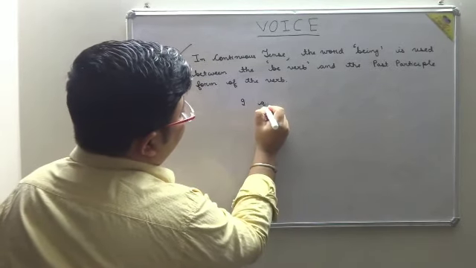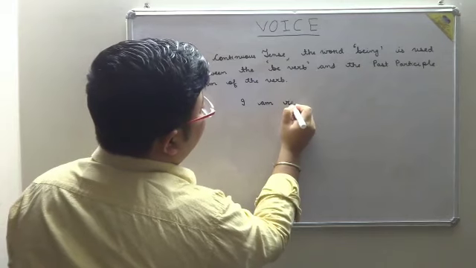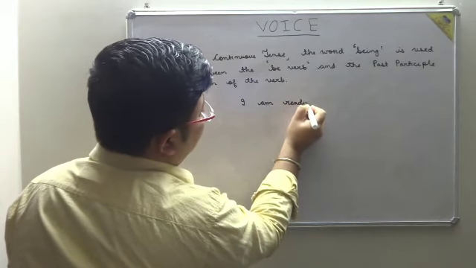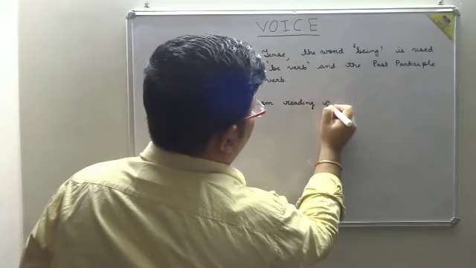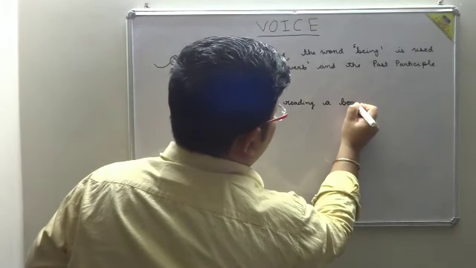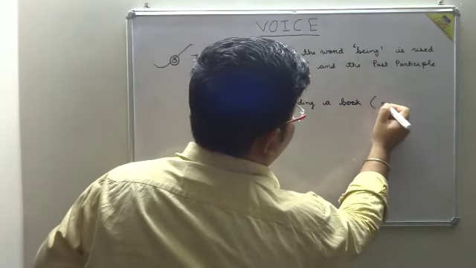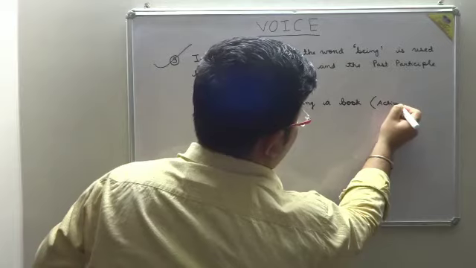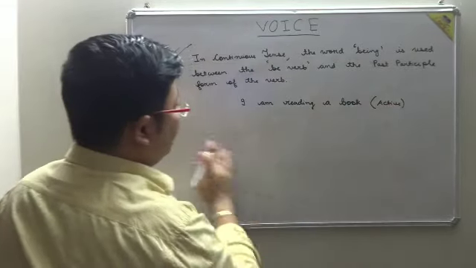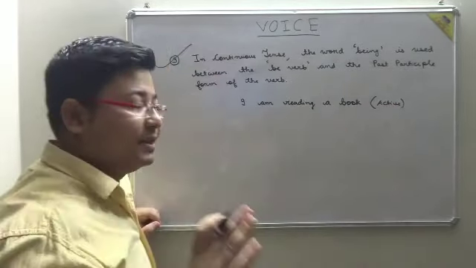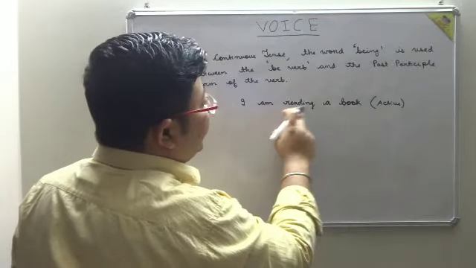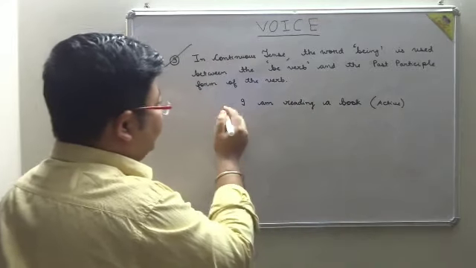I am reading a book. This is in active voice. Okay, now I will make this sentence into passive. I am reading a book. This is quite a different type of sentence.